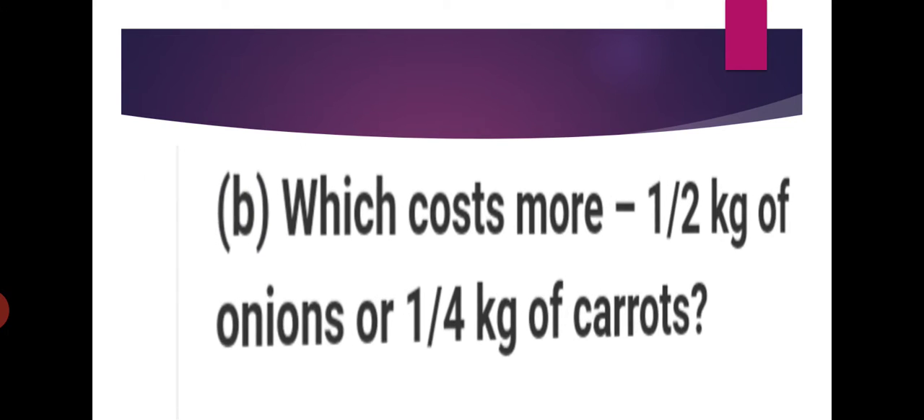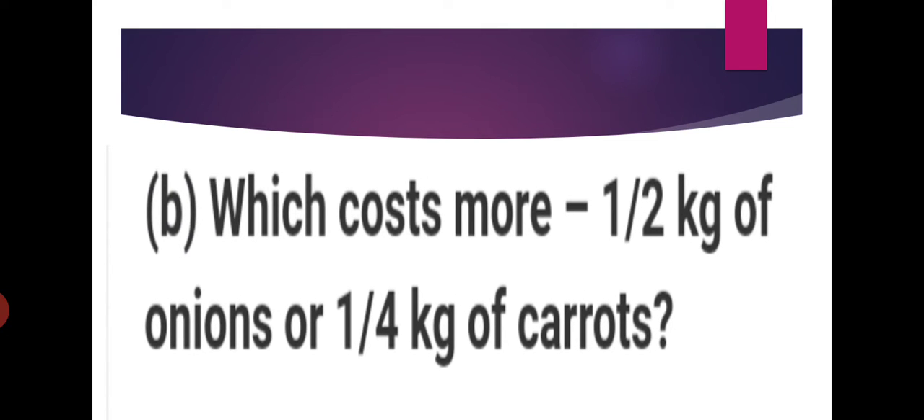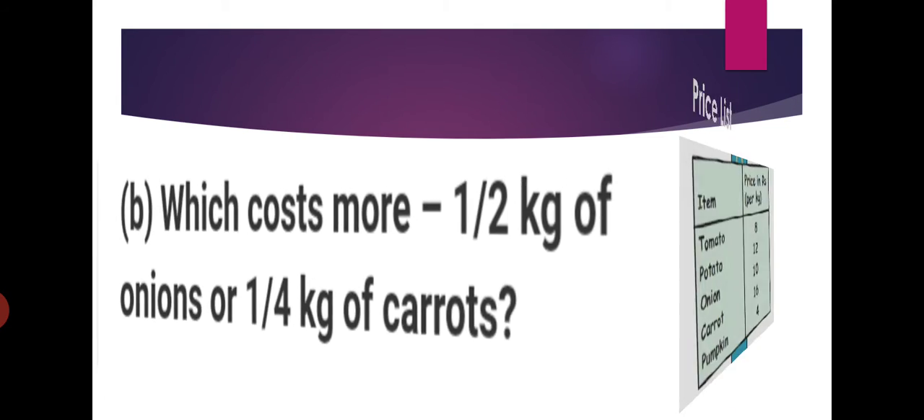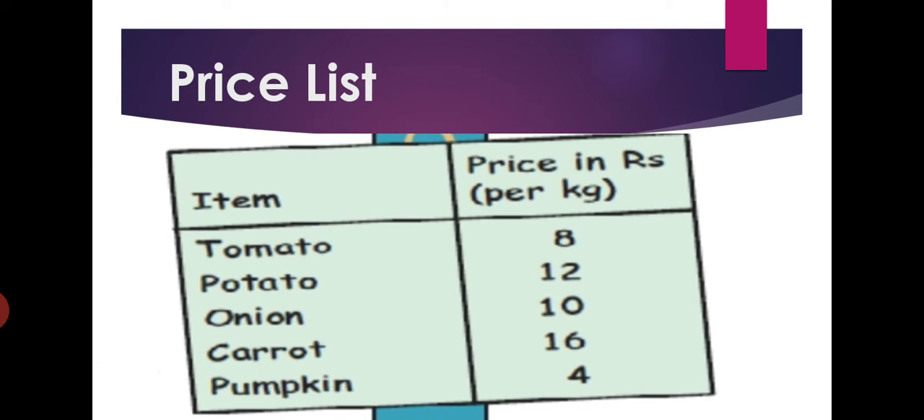Next question, which costs more, half kg of onions or 1/4 kg of carrots? Now again you have to check the price list. You have to check the price of 1 kg of onion as well as the price of 1 kg of carrots. So we can see 1 kg onion costs rupees 10 and 1 kg carrot costs rupees 16. So you have to calculate half kg of onion or 1/4 kg of carrot, which costs more.